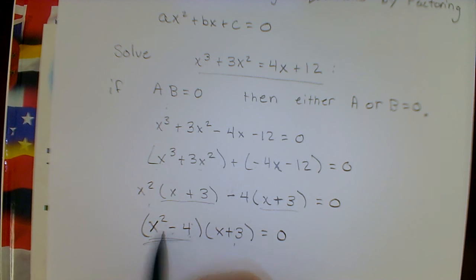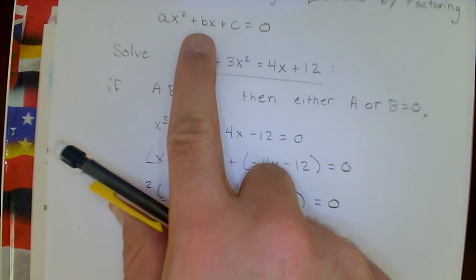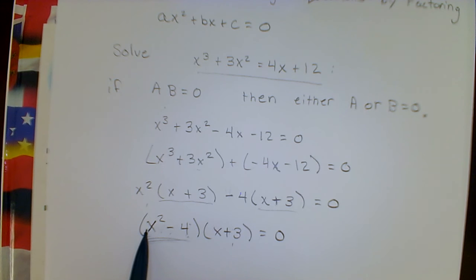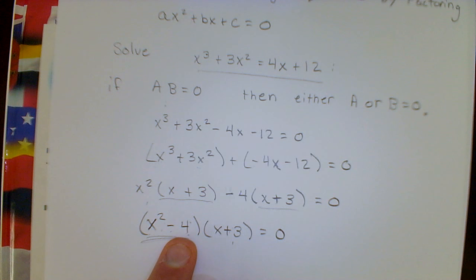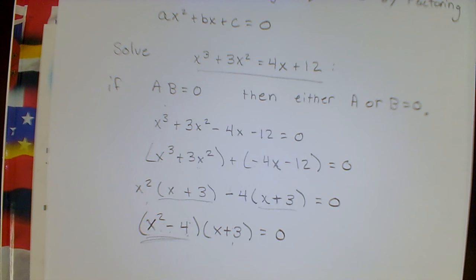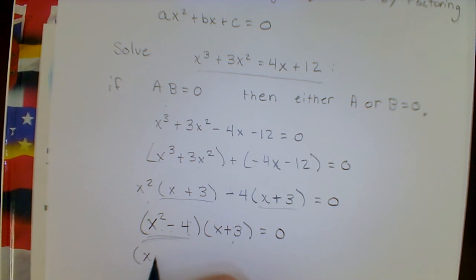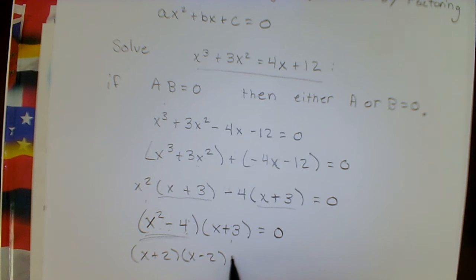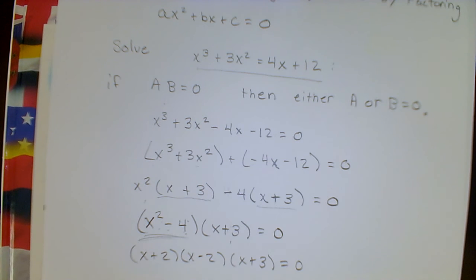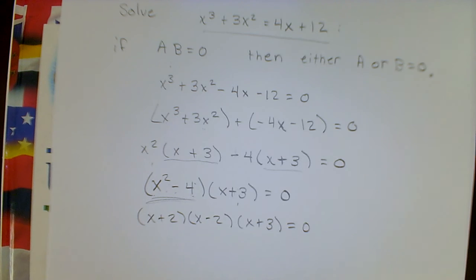Because when you're factoring a quadratic and the coefficient in front of the x squared term is 1, you can look for factors of the last term that add up to the middle term, and the middle term here is 0. Okay, so this one here is going to factor into x plus 2 and x minus 2. And then we still have this x plus 3 left over. Okay, so these are three irreducible terms.